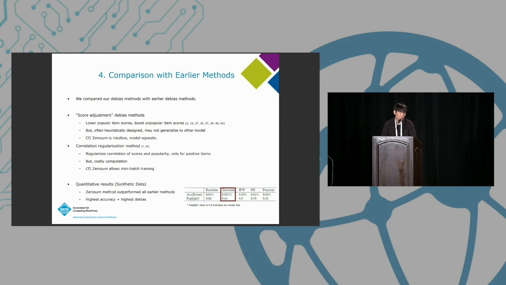Next, some earlier studies tried to regulate the Pearson correlation of item scores and item popularity for positive items to achieve debias, so that the item score and popularity are independent. This is a similar idea to the zero-sum method, but the downside of the correlation regularization method is that the Pearson correlation takes too much computation, because all the positive item scores need to be computed for one step of training. In contrast, the zero-sum allows mini-batch training and requires minimal additional computation. Finally, the quantitative results show the zero-sum method outperformed earlier methods when testing on the synthetic data.